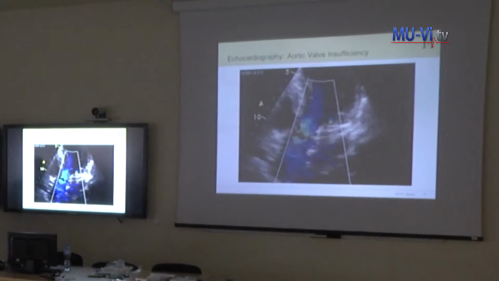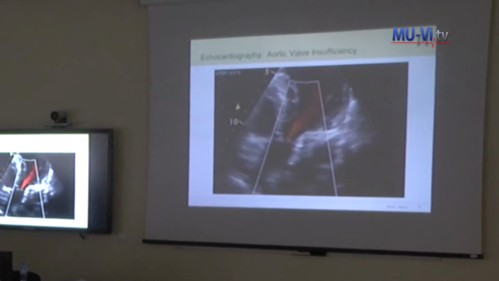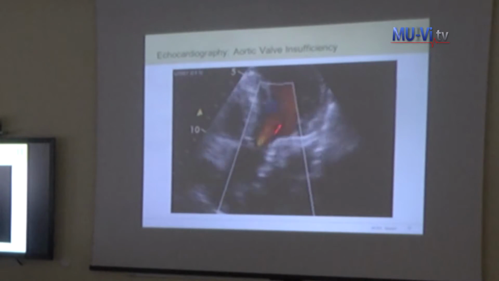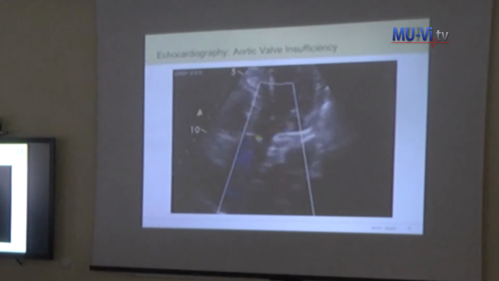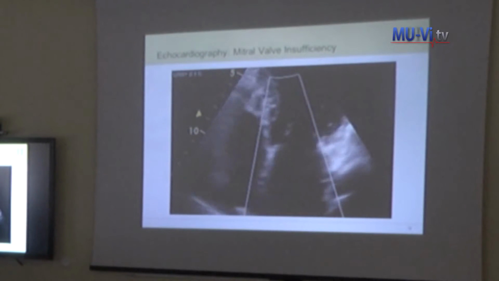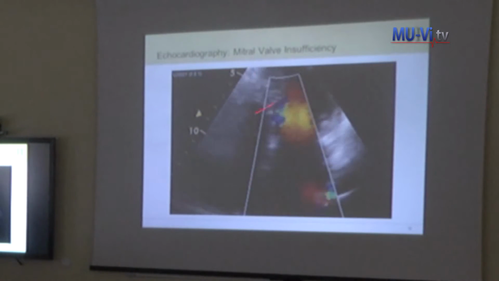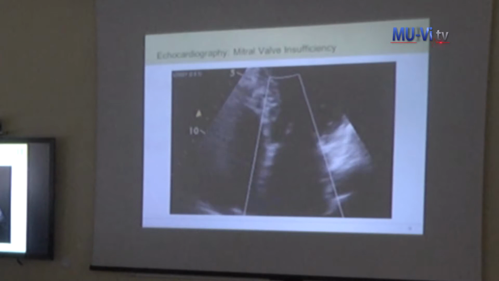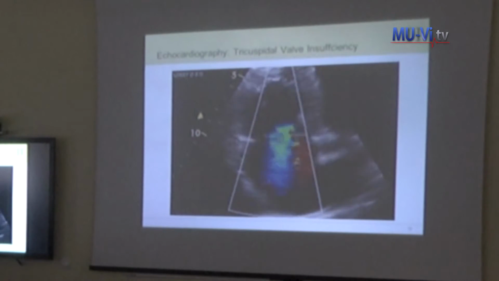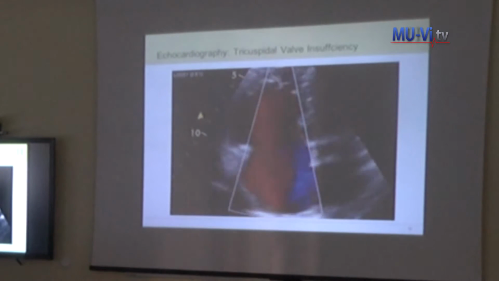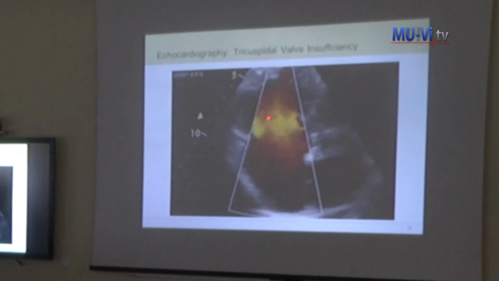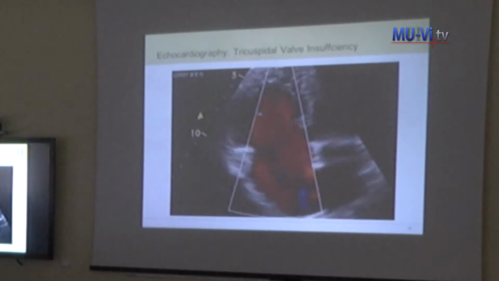What we see here is insufficiency of a valve. It's the aortic valve. You see the aortic valve is here, and the banner of the insufficiency is here. Do you see it? Yes, you do. This is a mitral insufficiency. Left atrium, right atrium, left ventricle, parts of the right ventricle, mitral valve, and this is the mitral valve insufficiency. It's severe. This is tricuspidal valve insufficiency, left ventricle, left atrium, right ventricle.